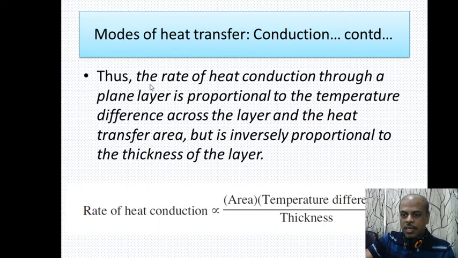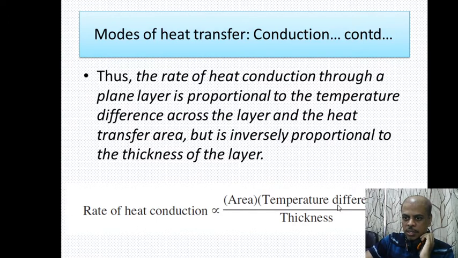Thus the rate of heat conduction through a plane layer is proportional to the temperature difference across the layer and the heat transfer area, but it is inversely proportional to the thickness of the layer. The rate of heat conduction is directly proportional to area, and to temperature difference, and inversely to thickness. So this is the formula in general form.